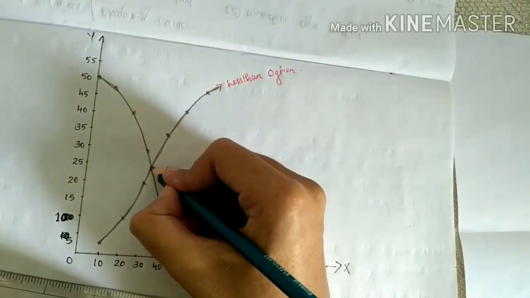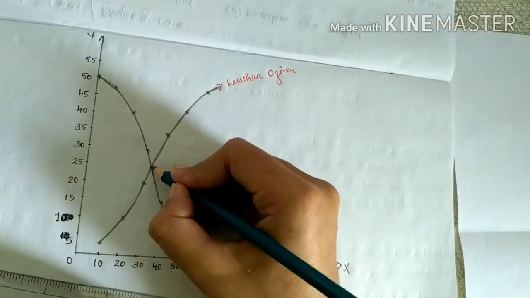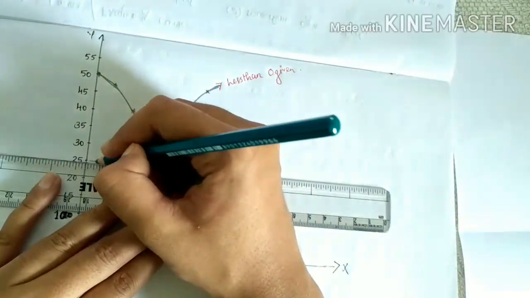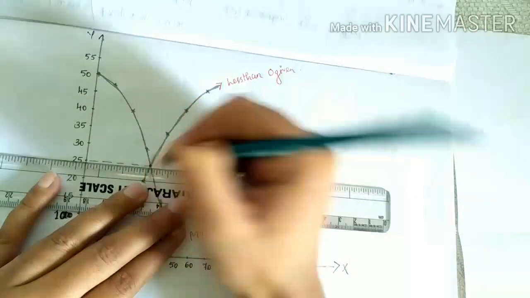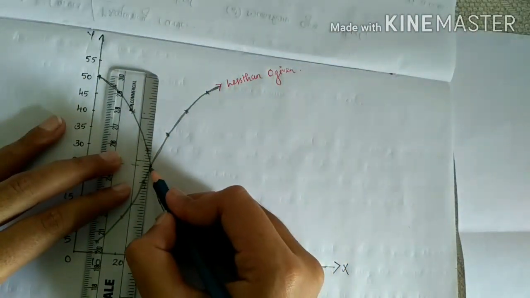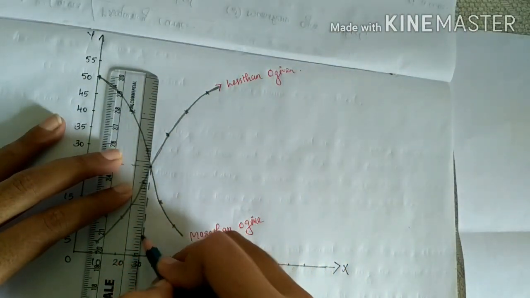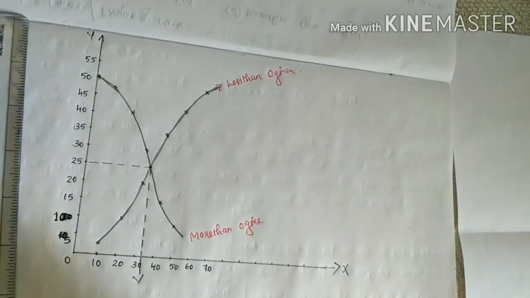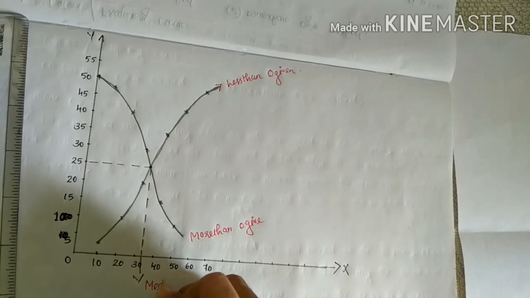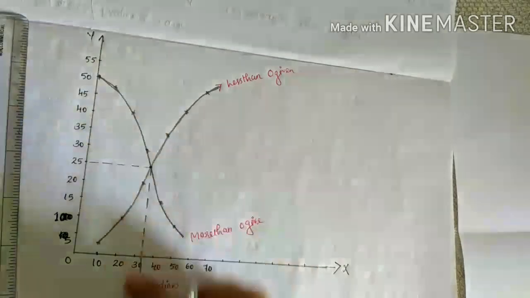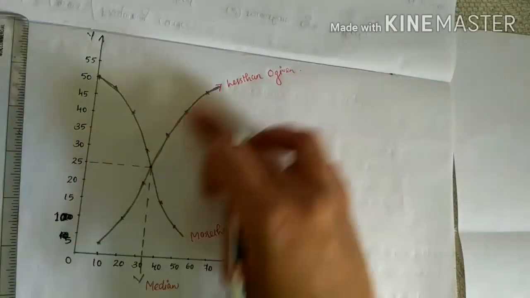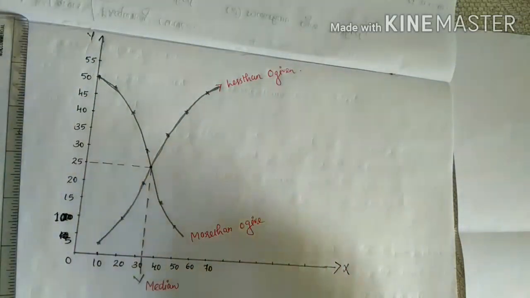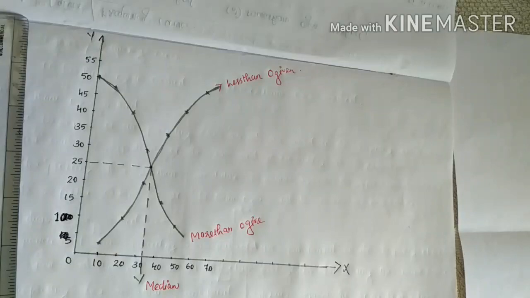At this central point, the less than and more than ogives are joining together. This central point can be marked by these dotted lines. This joining point is known as the median. When the less than and more than ogive curves join at a central point, this point is known as the median. Thank you.